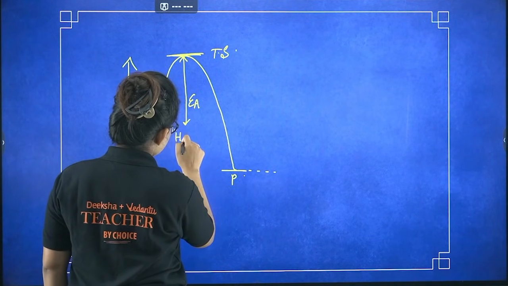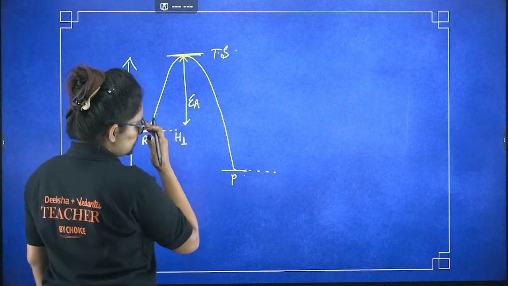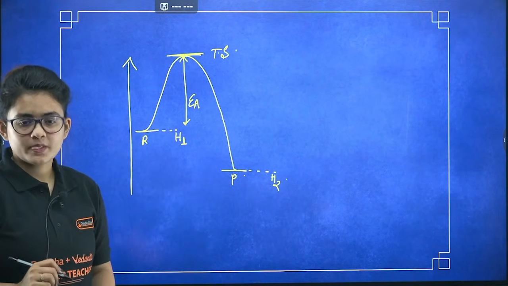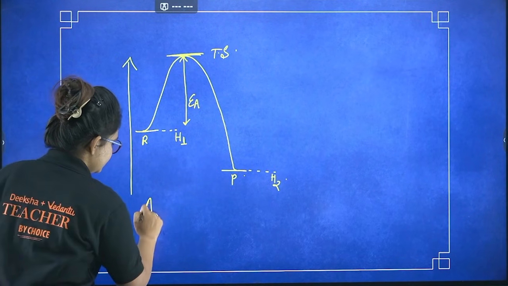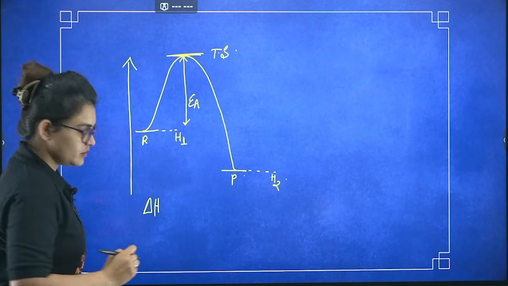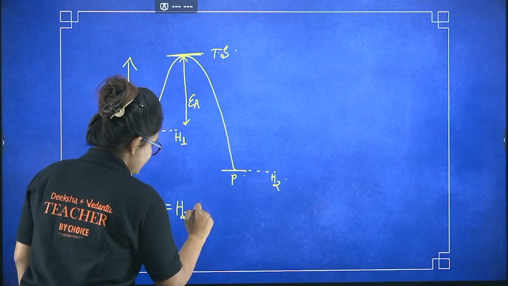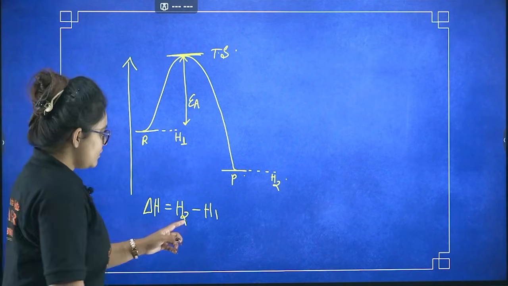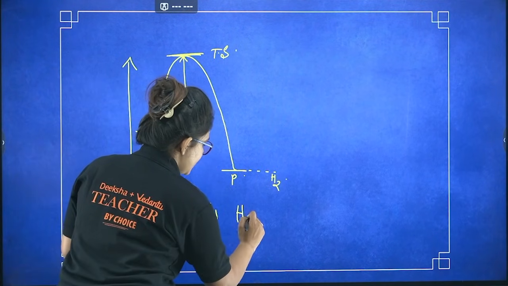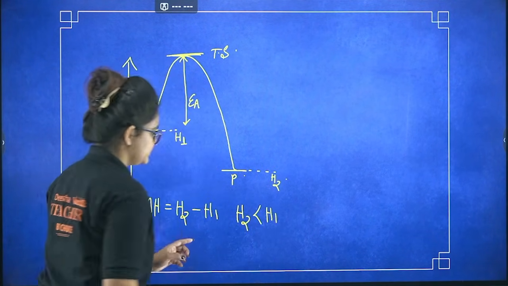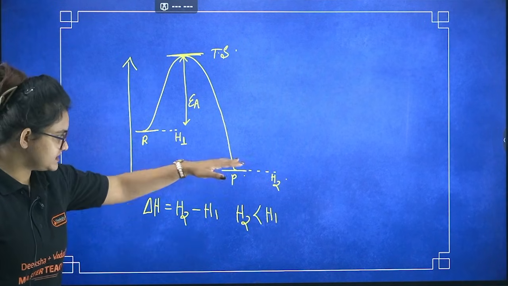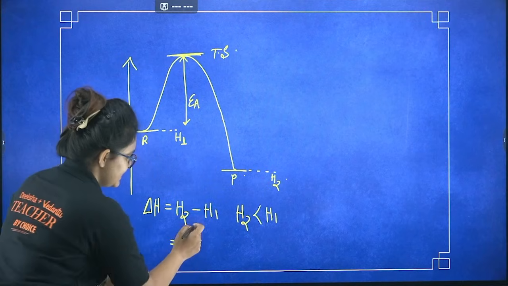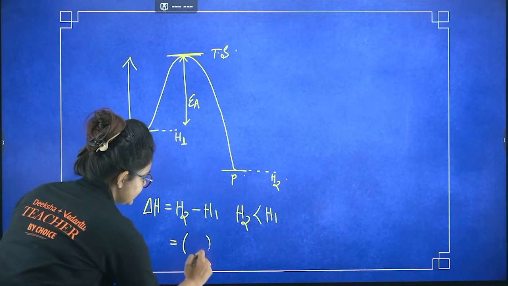Okay, so in this particular case, let my enthalpy be H1, and let the other enthalpy value be H2. Now if I want to find the reaction enthalpy change, it should be final minus initial, H2 minus H1, right? Now here you can see H2 is less than H1, H1 value is more, right?